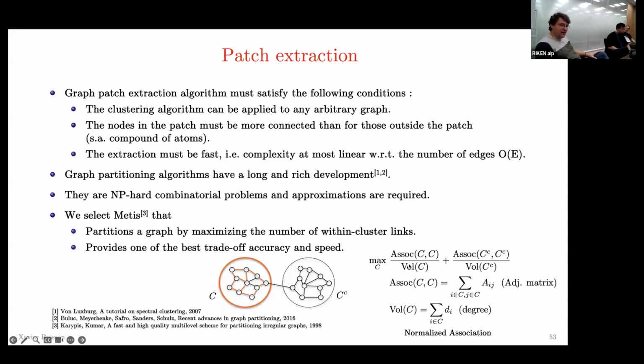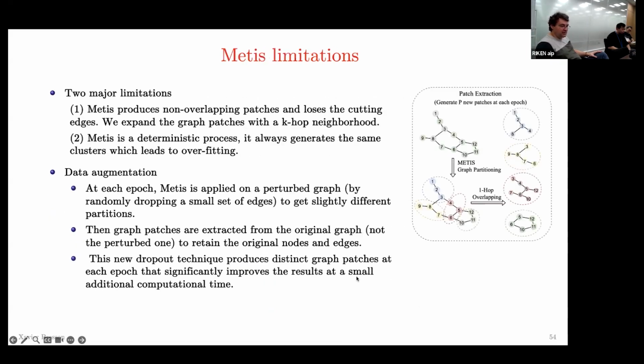It's trying to maximize the association. So it's basically the number of connections you have in a cluster divided by the volume, so how many points you have. But the problem with Metis is that it only produces non-overlapping clusters, and it's a deterministic process.